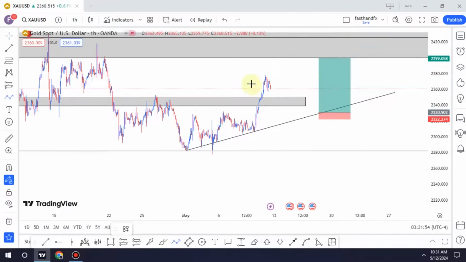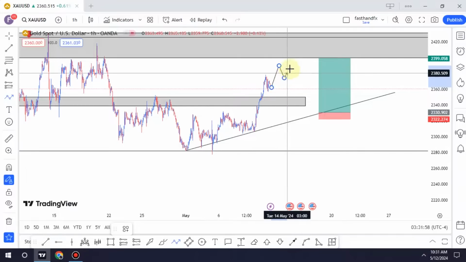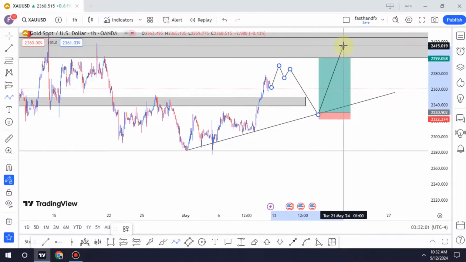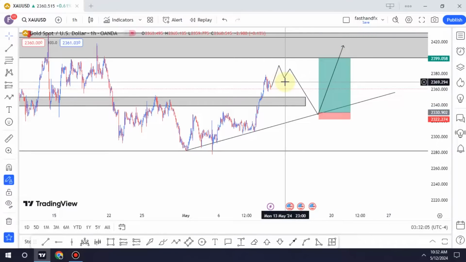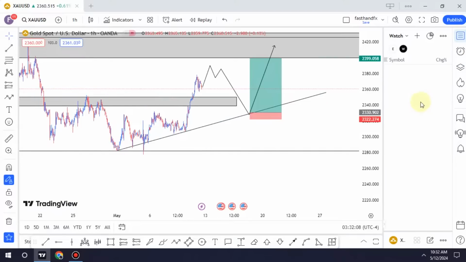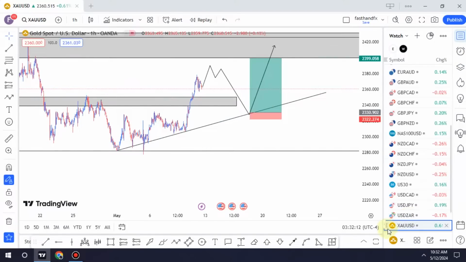All right, making my entry. The market might do this a little bit, then does this, that's when it drops. So you see, it's kind of crazy taking an entry right here. All right, so that's gold. Let's go to the next pair. I'll add this to my watch list. It'll be there.